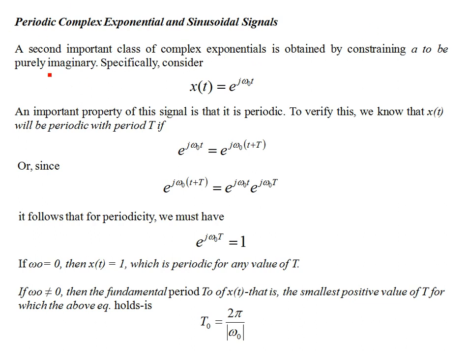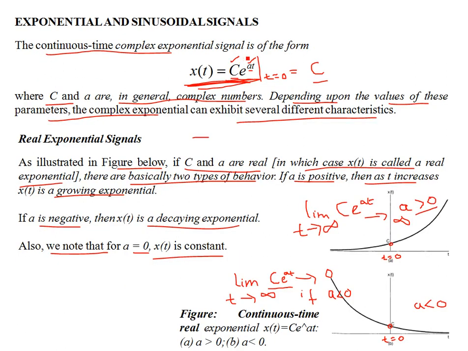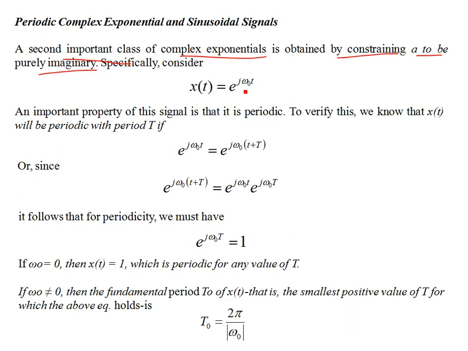So a second important class of complex exponentials is obtained by constraining A to be purely imaginary. So if you constrain A to be purely imaginary, so that it doesn't have any real part, then A over here is a purely imaginary quantity. Basically, A over here is j omega naught t. Okay, and this gives the exponential signal some interesting properties. For example, this exponential signal is periodic.